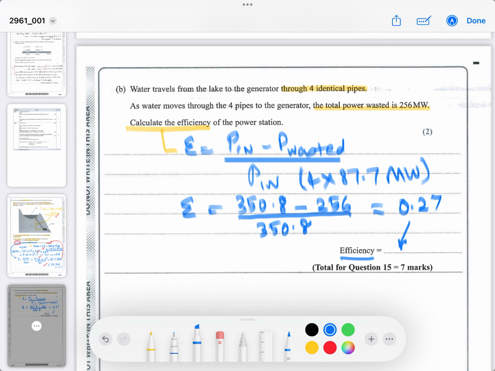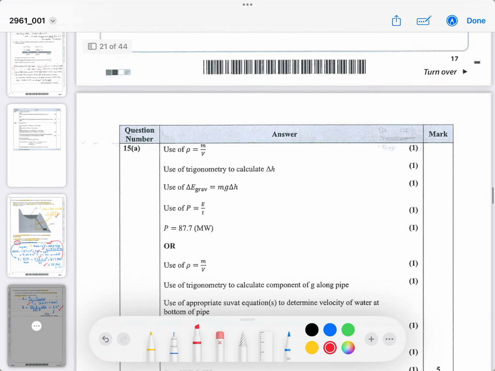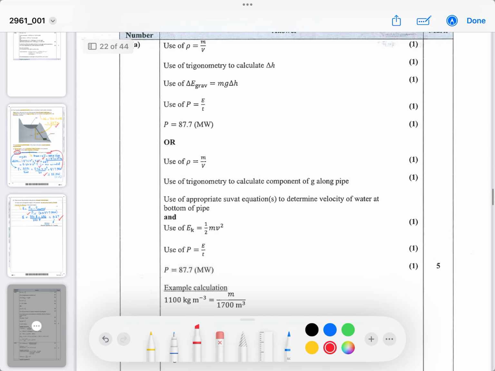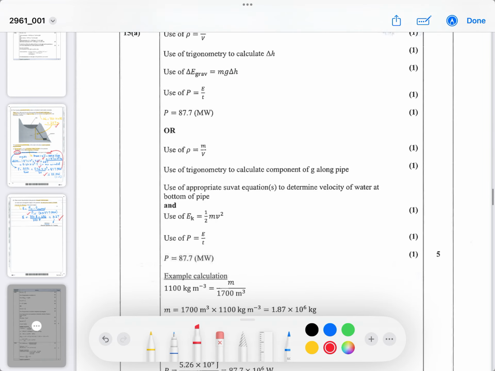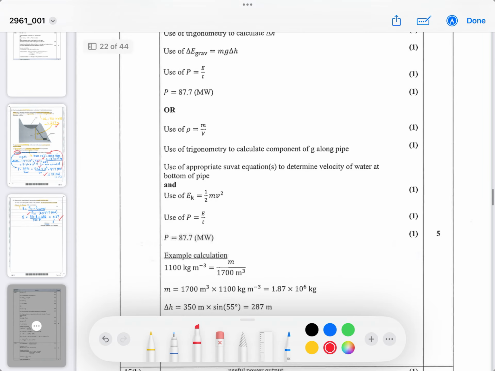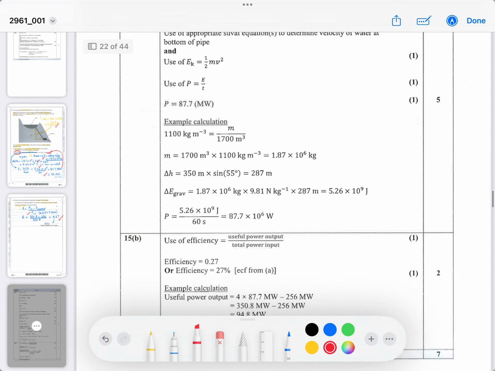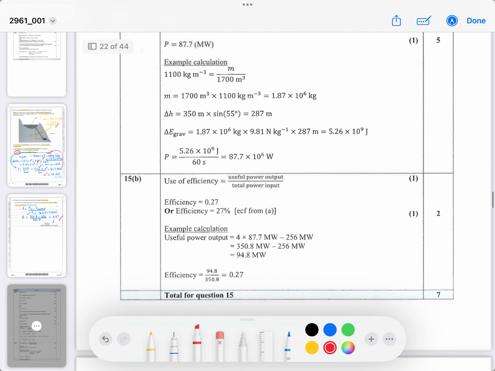You don't have to put it in percentage terms. So you get 1 mark for working out the efficiency and 1 mark for putting the numbers into the efficiency equation. 2 more marks, done. Here's the mark scheme, working out the density. There are alternative methods they're showing you. I think the method I showed you was the best. And the total for question 15.